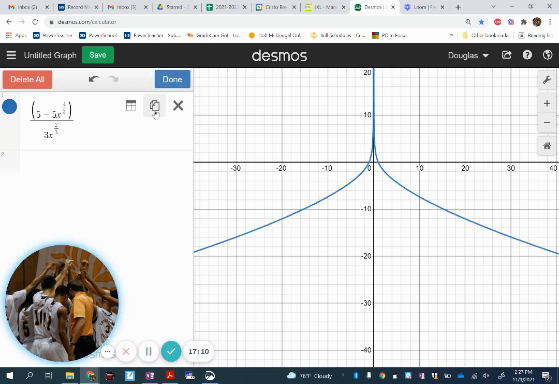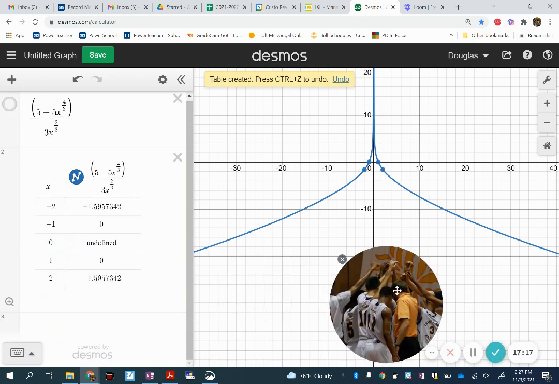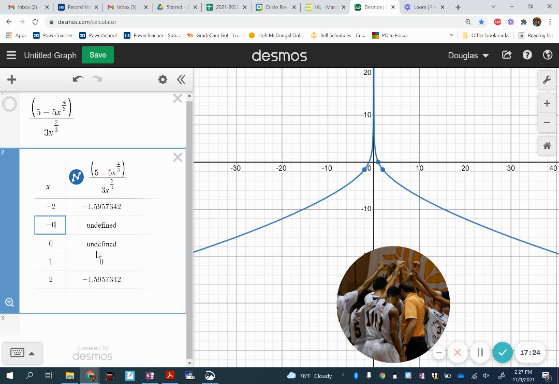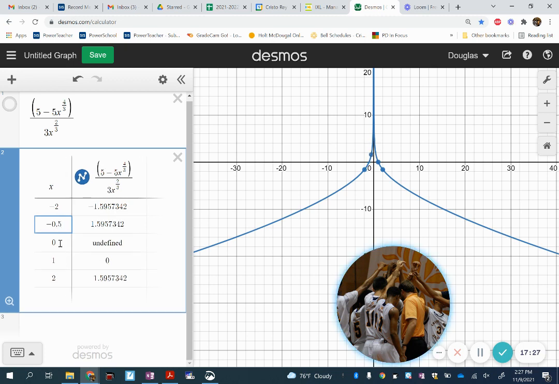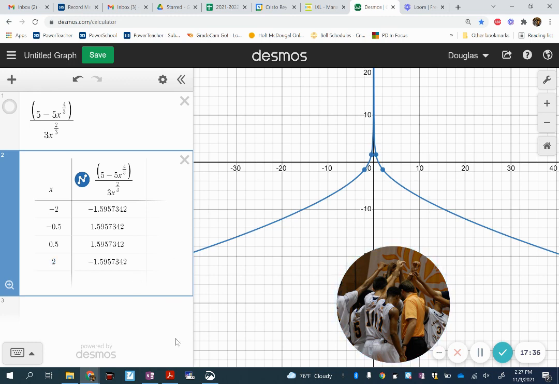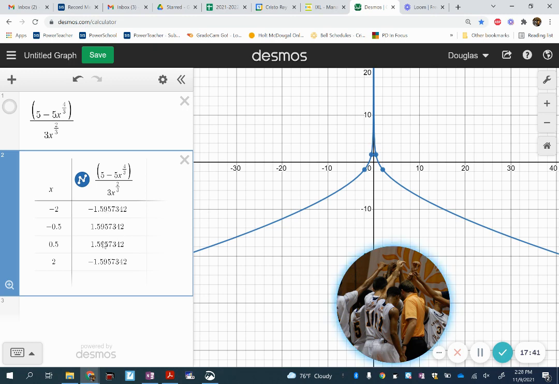Don't worry about the sketch right now. So I have, what did I say I was using? -2, and -0.5. And don't worry about 0, +0.5, and +2. Okay. Those are the numbers that I was using. And if you look at the signs, it's a negative, positive, positive, and a negative.